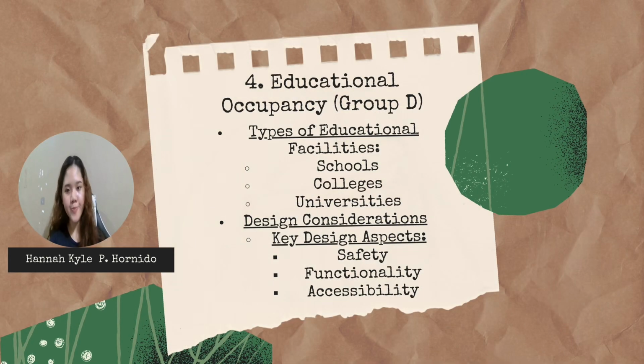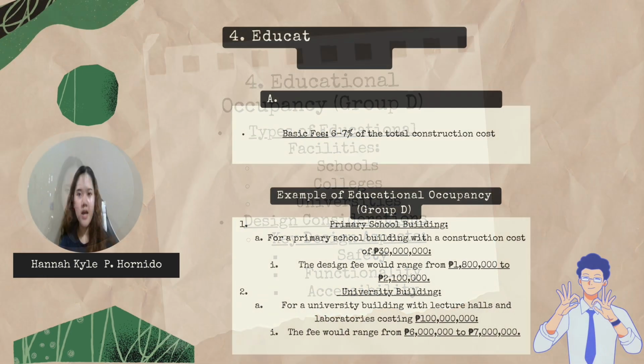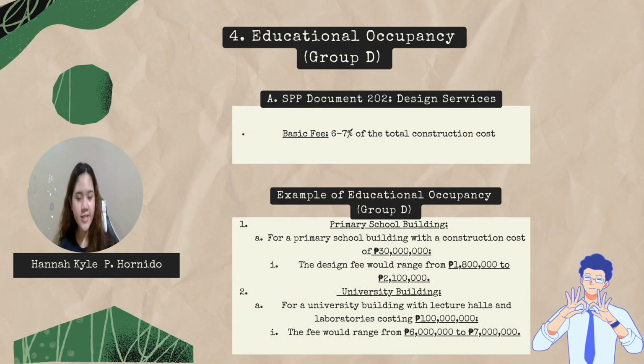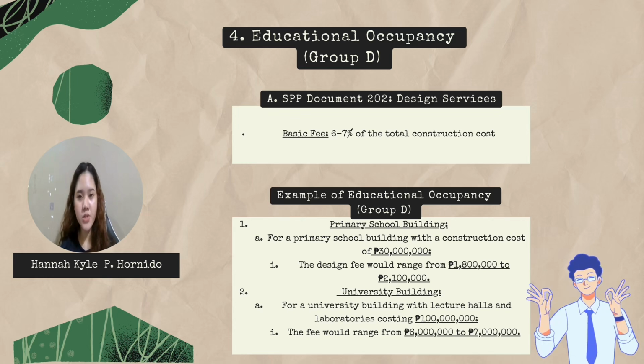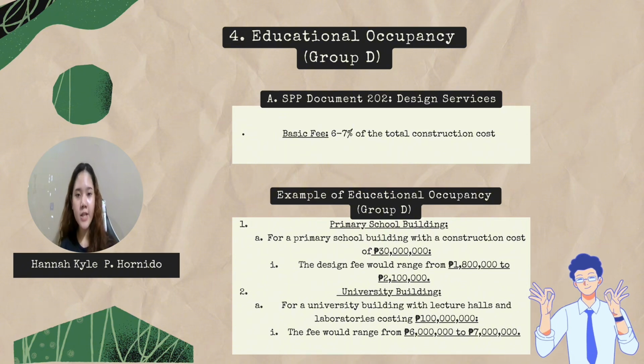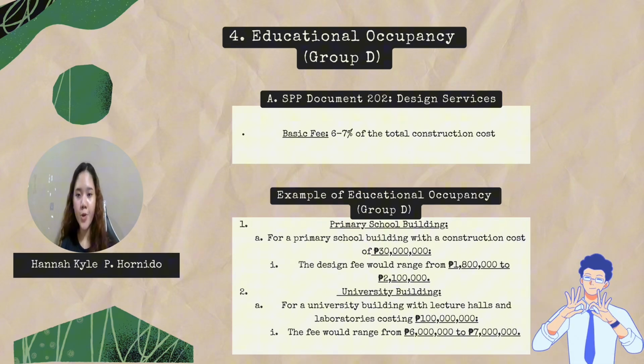Educational Occupancy Group D, which includes buildings used for educational purposes such as schools, colleges, and universities. These buildings often require specialized design considerations for safety, functionality, and accessibility to support various learning activities. According to SPP Document 202, the basic fee for design services is typically 6 to 7% of the total construction cost. This fee reflects the specific needs of educational facilities, which include classrooms, laboratories, libraries, and multipurpose areas.